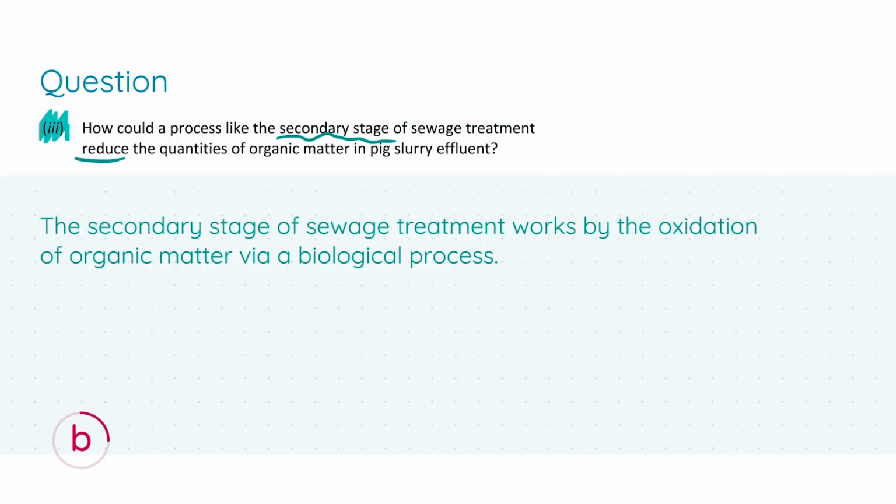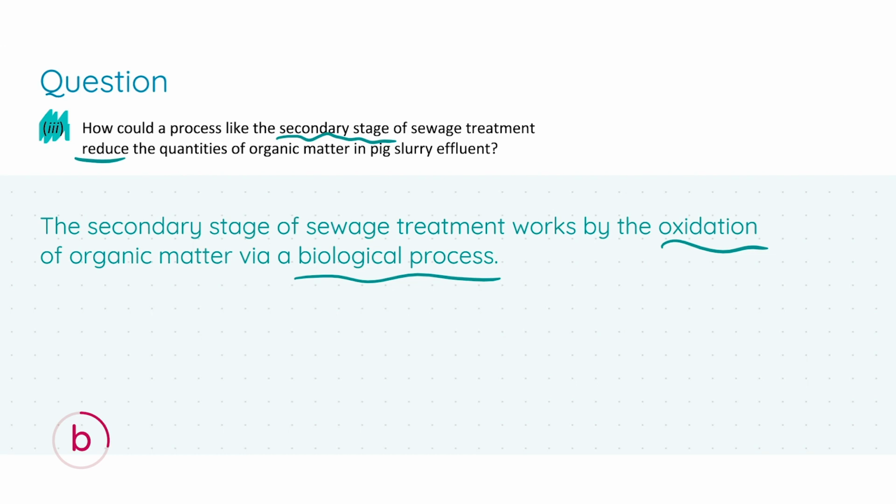The secondary stage of sewage treatment works by the oxidation of organic matter via a biological process. So those are buzzwords here underlined. Basically, the secondary stage of sewage treatment is based around the fact that organic matter will break down and digest this organic matter in the slurry.